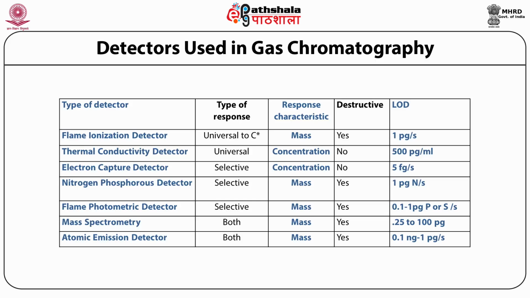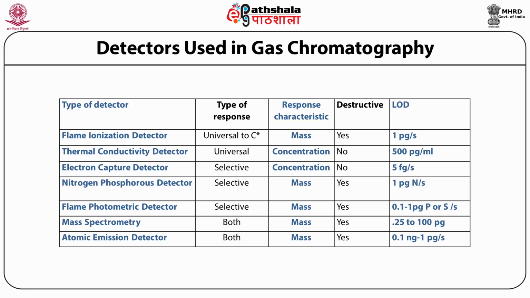The next detector in the list, that is the thermal conductivity detector, detects changes in thermal conductivity. It is also a universal detector, but it is concentration dependent, but it's not destructive, and the LOD is around 500 picograms per ml. Mark the way the LODs are represented differently for mass sensitive and concentration sensitive detectors.